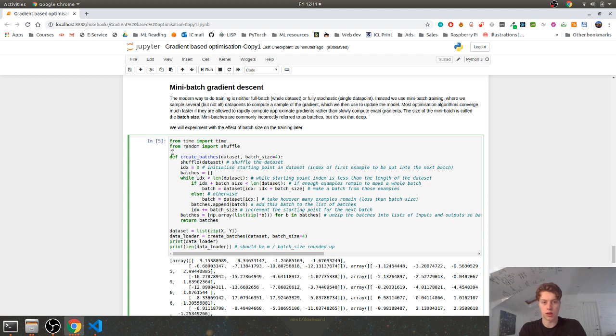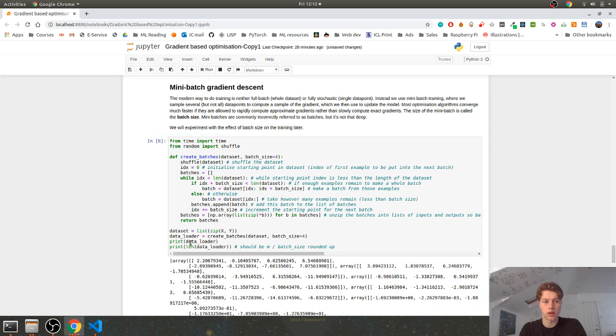Now this is just a helper function here. You can walk through the commented code to understand what that does, but basically it batches together small groups of examples in your data set. So it takes in a data set and a batch size, and then it will return you a list of the batches. And then when we're done that, I'm going to print the data loader, which is what I've called it. So the data loader is our list of different batches.